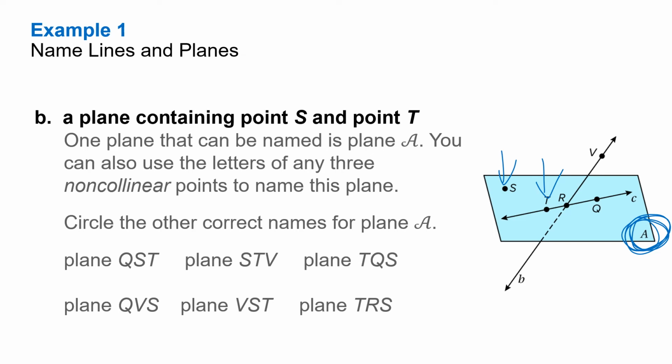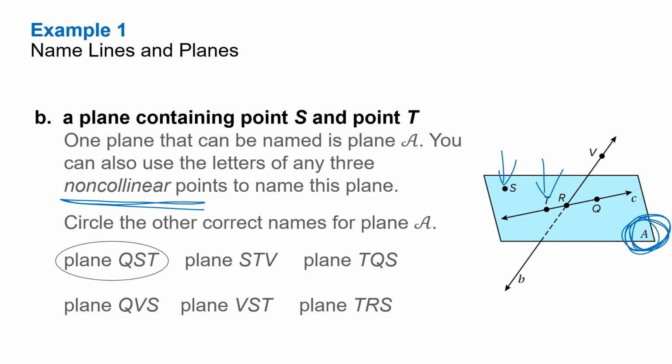These points need to be 3 non-collinear points. So let's look at Q, S, and T. Q is in plane A, T is in plane A, and Q and T are on the same line. S is also in plane A, but it is not on line C. So we have 3 non-collinear points because S is not on the same line as Q and T. So plane QST is allowed to name plane A.